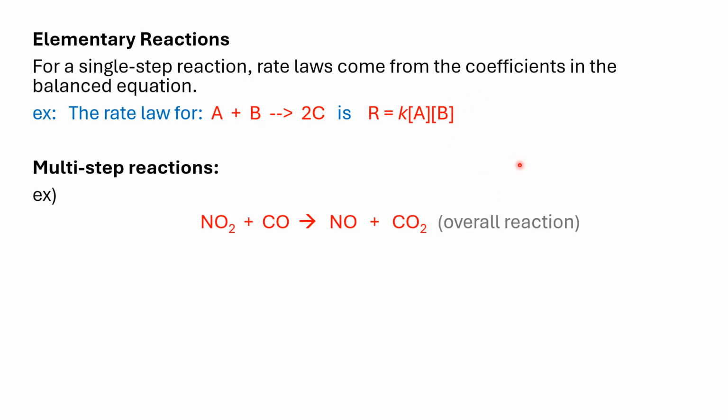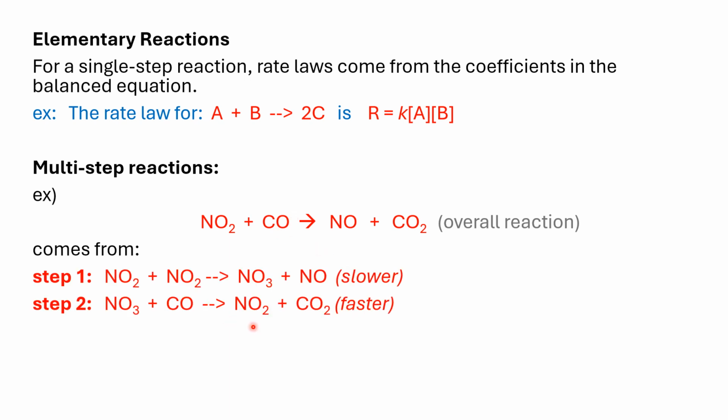For multi-step reactions, you have to know that it's a multi-step reaction, and you can either be told that or you can have some knowledge that the rate law doesn't match the coefficients in the balanced equation. So for example, if I have this reaction, NO2 plus CO yields NO plus CO2, and the coefficients are 1, but my rate law is, maybe NO2 is squared, or maybe CO is not included, or anything other than just NO2 to the first power, CO to the first power, tells me it's probably a multi-step reaction.